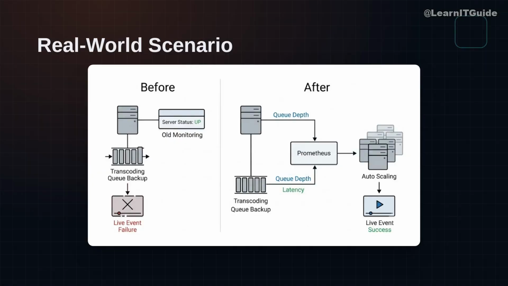Consider a streaming platform with 5 million users. Their simple status checks missed a transcoding queue backup that only appeared under high load. By switching to Prometheus, they tracked the actual queue depth and latency. They used this data to trigger auto-scaling, which saved their live events from failure. That is the power of metric-based observability.